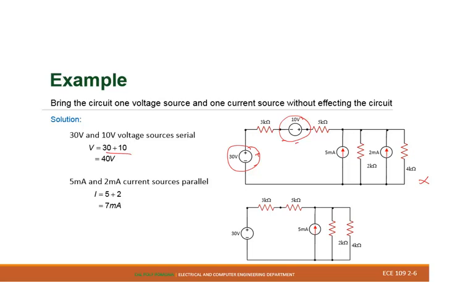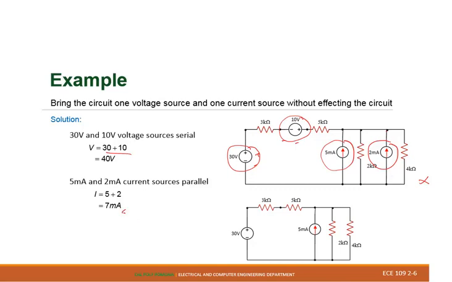When we look at the current sources, we have one current source right there, and we have another current source right there. They are in parallel. Even though there is a resistor between them, because they are connected to each other, we can combine them together. In this case, 5 milliamperes plus 2 milliamperes will be 7 milliamperes.